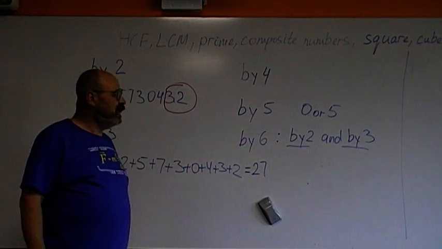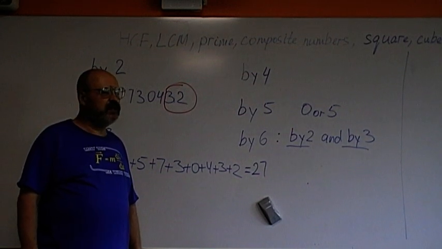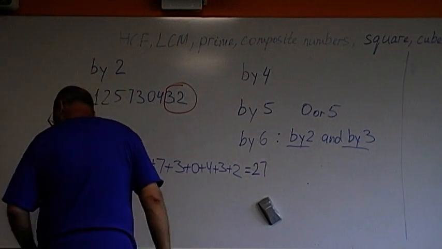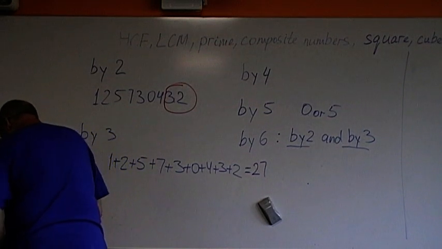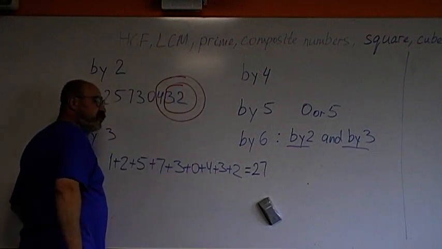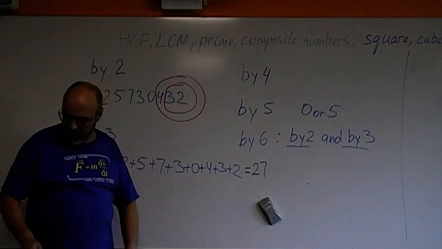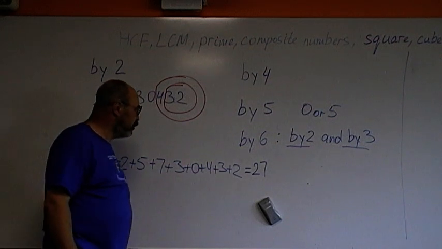Now, divisibility by 8. For divisibility by 8, we need to look at the last 3 digits. If the last 3 digits are divisible by 8, the whole number is divisible by 8.